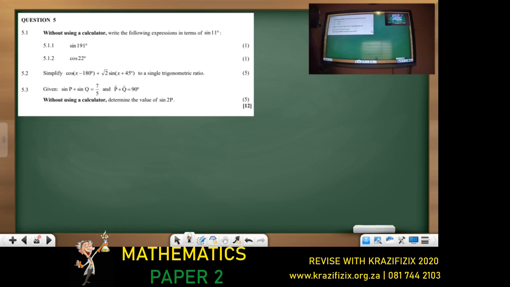However, let's get on with the paper. It's been a long, enjoyable morning so far. Without using a calculator, write the following expressions in terms of sine 11.